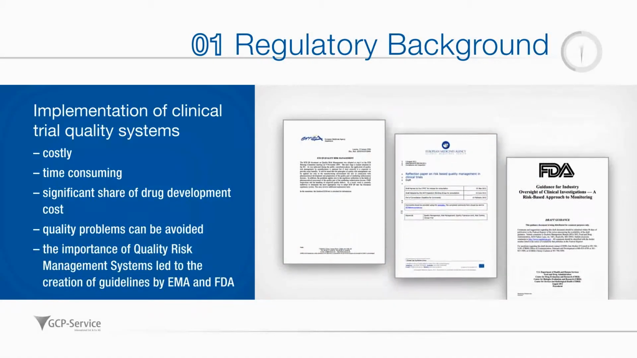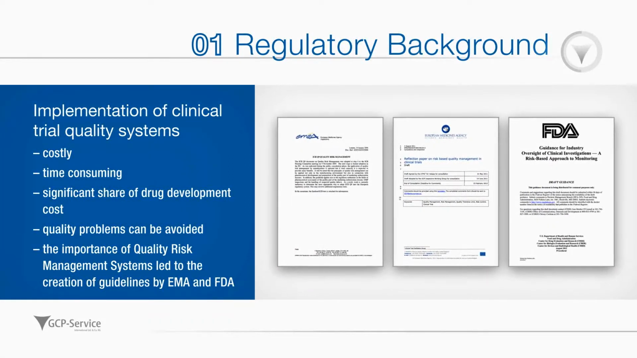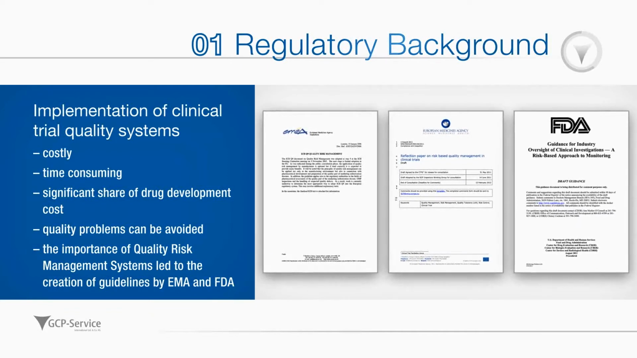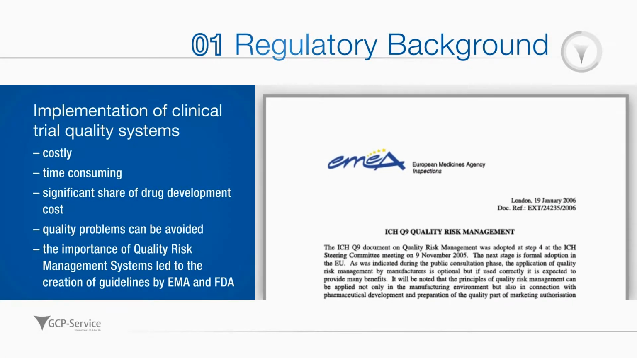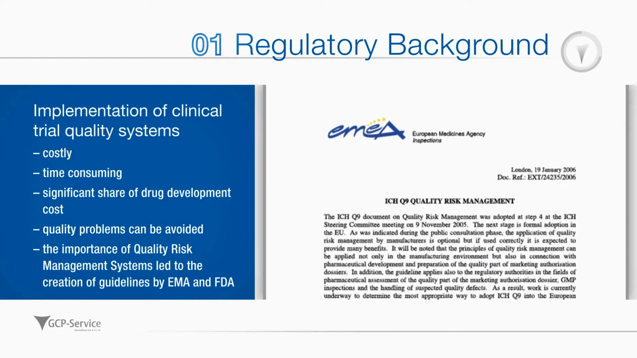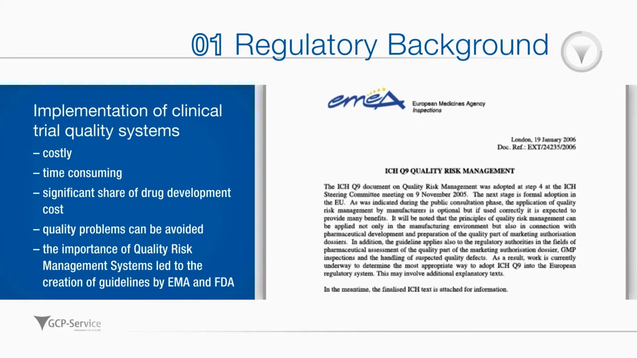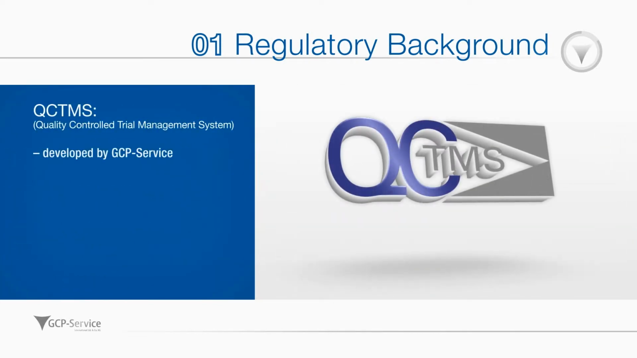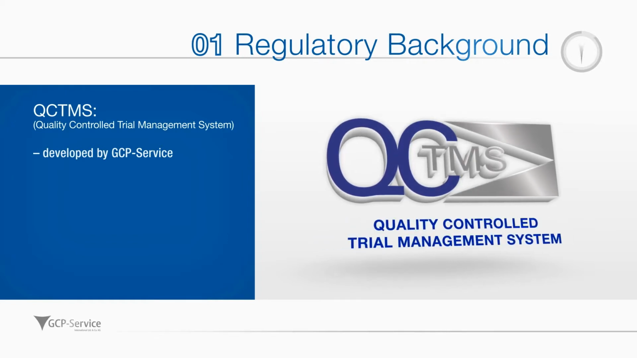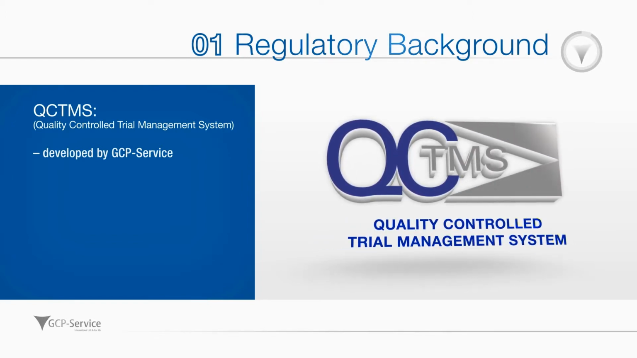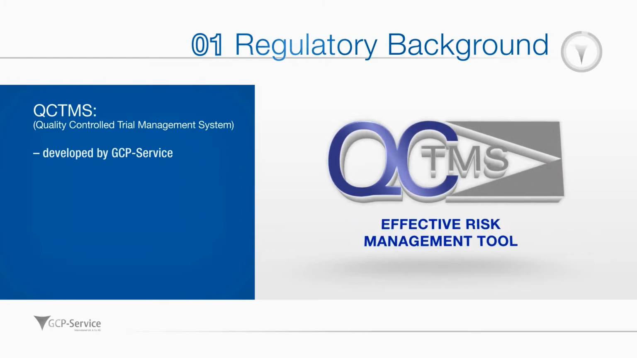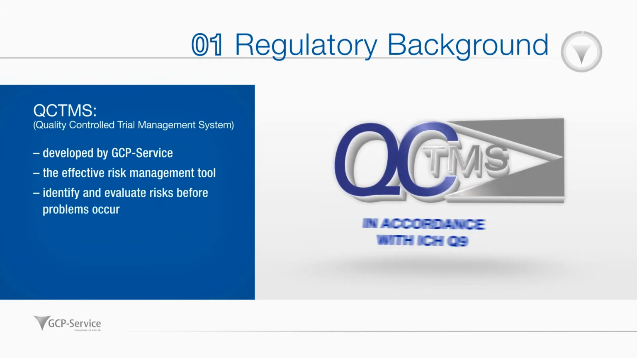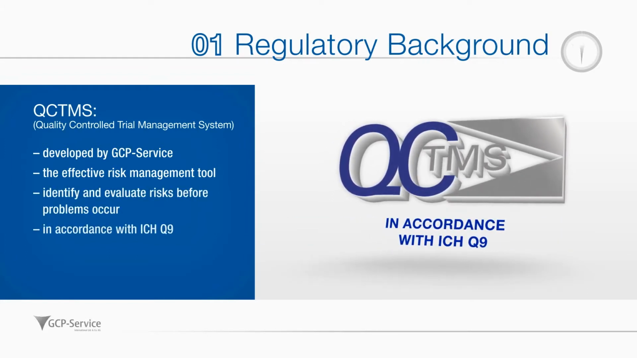Due to the importance of the implementation of quality risk management systems, the EMA and FDA have created guidelines reflecting the expectations of the authorities based on the ICH Q9 document on quality risk management that was adopted on Step 4 at the ICH Steering Committee meeting on the 9th of November 2005. GCP Service has developed a quality-controlled trial management system, Qctms, that offers much more than any other systems currently available. Qctms is provided as an effective risk management tool to identify and evaluate risks before problems occur, in accordance with ICH Q9.